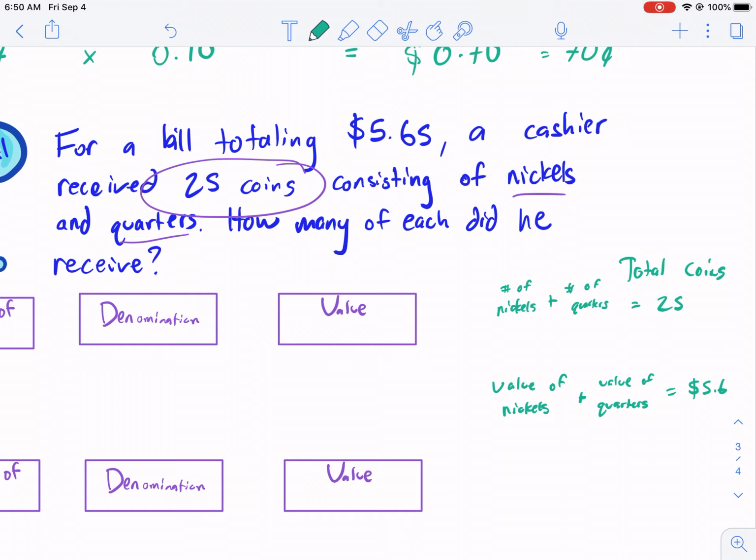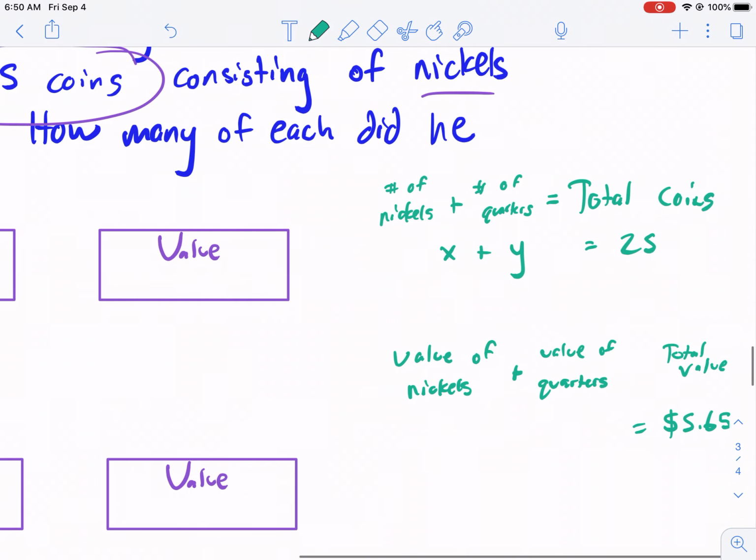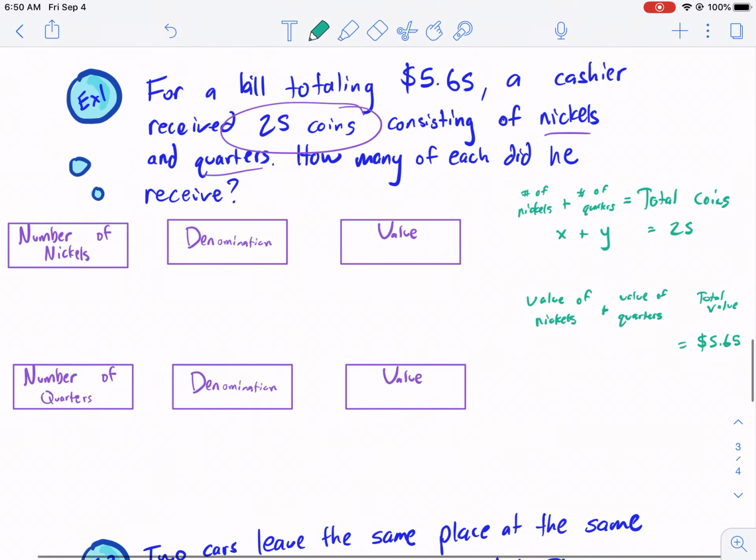So what do we do here? Well, let me move this up. Okay, so we know that the number of quarters and the number of nickels added together will give us our total coins. So one thing we could do is we could say x plus y equals 25. Oops, I forgot the 5 on the 565. And this is total value. We could put x plus y, but that doesn't really help us, because if we have two variables, that doesn't help us.